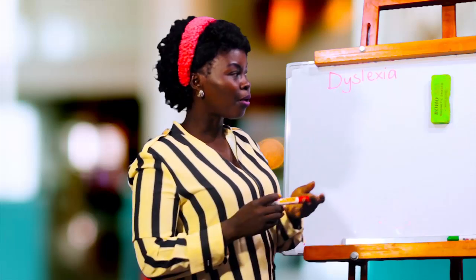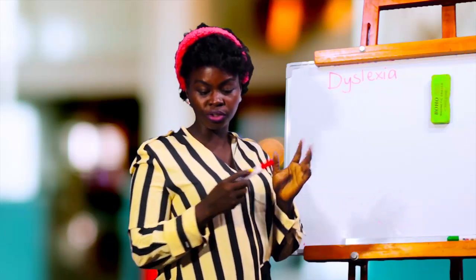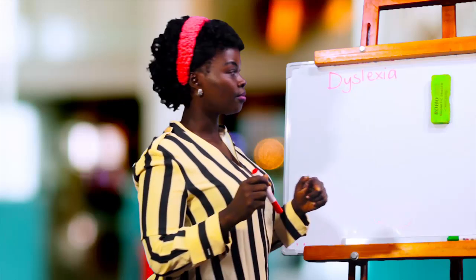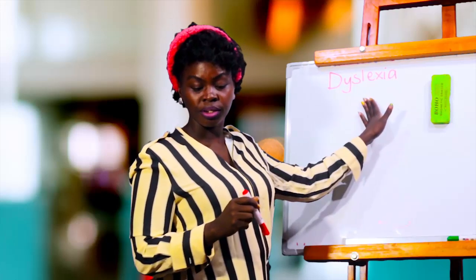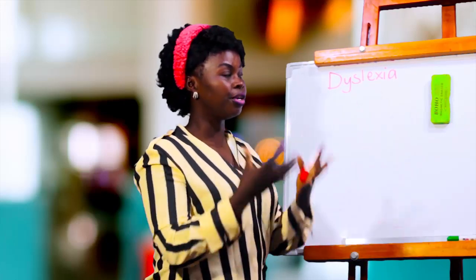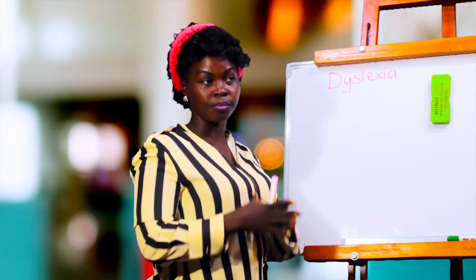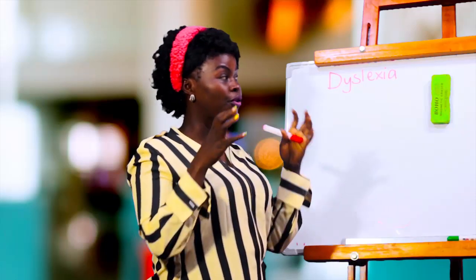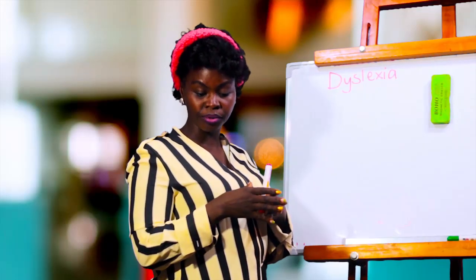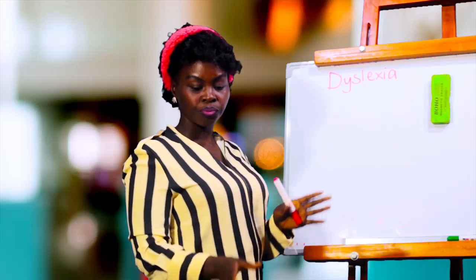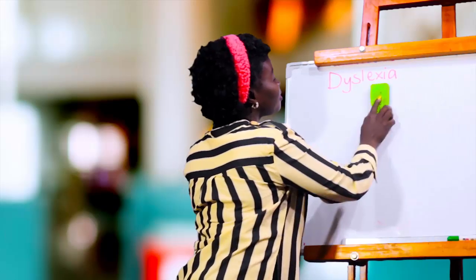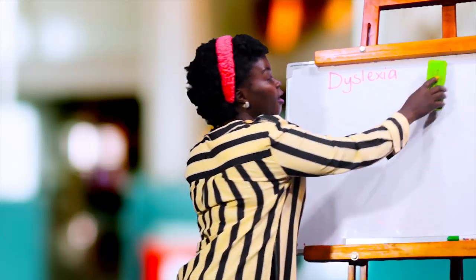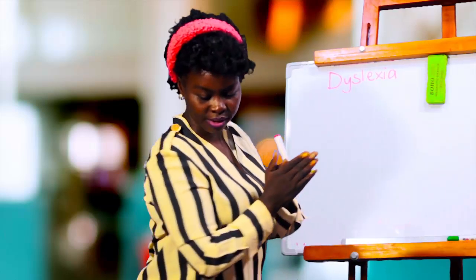So what are we going to do to help such a child? We have to do something to help such a child read, because we need them to read, we need them to learn sounds, we need them to recognize their own names. So what are we going to do as caregivers, as parents, as teachers?